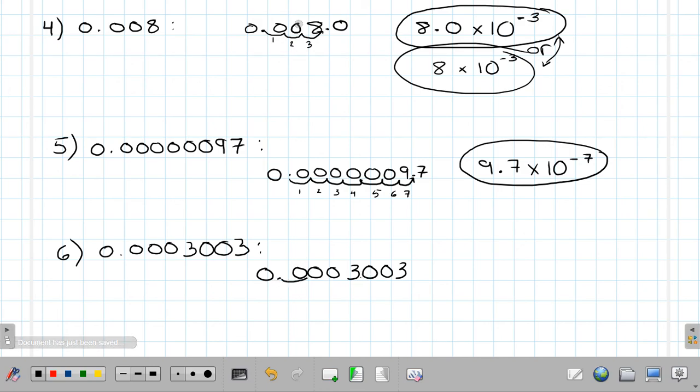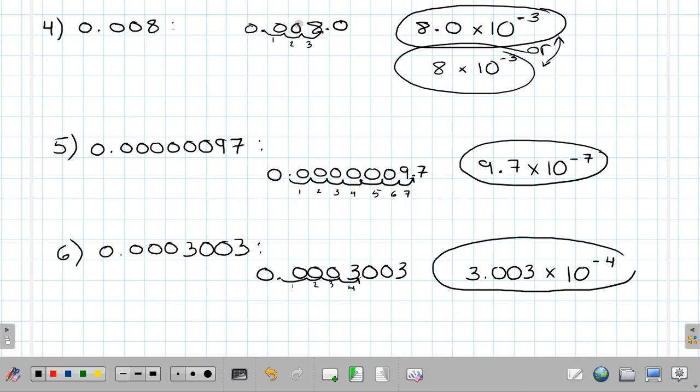So we're going to move it here, here, here, and then here, which is a total of 1, 2, 3, 4 spaces. So that's going to end up with us having 3.003 times 10. In this case, we moved it 4 spaces, but since we started off with a really small number here, that means we're going to have to make this a negative 4.